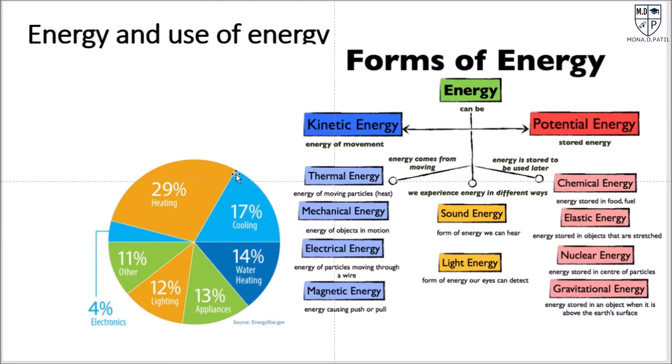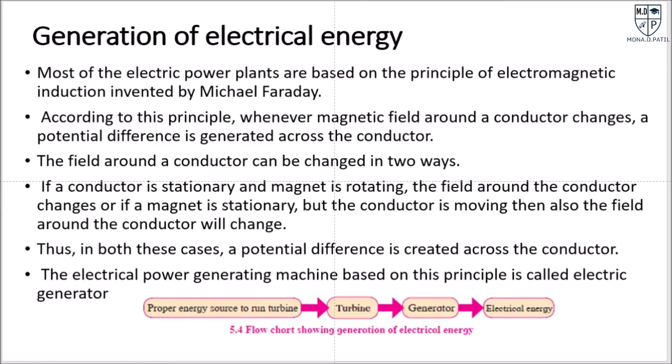Here, from the total amount of energy, this much energy is distributed. It is given here in the pie diagram. So how much of each form of energy we are using in our life: heating energy, cooling, water heating, appliances, lighting, other. So these are the electricity used for getting these forms of energy. Okay. So now, generation of electrical energy.